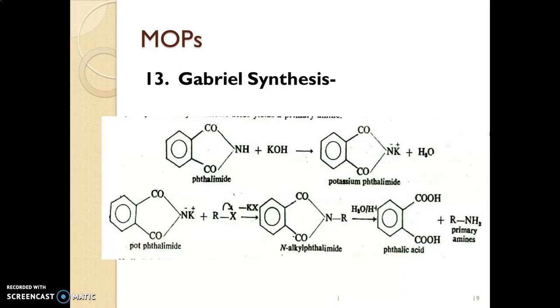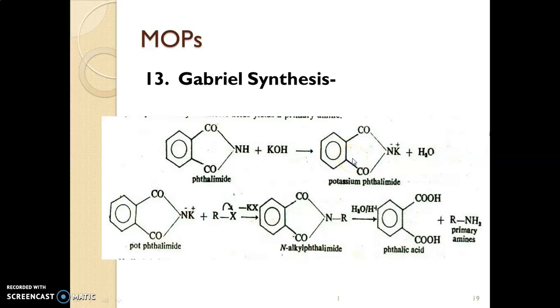Okay, now next is the Gabriel synthesis. So in this Gabriel synthesis what happens? This is the structure of phthalimide: benzene ring, CO, NH, CO. When this phthalimide is reacted with potassium hydroxide, potassium phthalimide is produced. Whatever hydrogen is there gets replaced by potassium, and it is the formation of the salt of phthalimide, that is the potassium phthalimide.